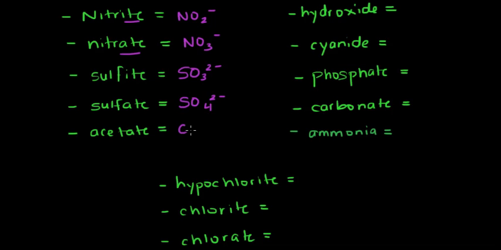It's C2H3O2 minus. And when in doubt, you can remember that almost all the polyatomic ions, with the exception of ammonia, which we'll see in a second, have negative charges. Hydroxide, this is an easy one. You'll become extremely familiar with this when we talk about acids and bases. That's OH minus.